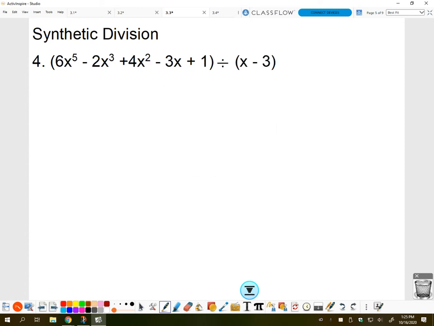Alright, so another example. We're going to put 3 on the outside, because that's the opposite of this guy. Our coefficients are 6, there's nothing to the fourth, so 0, -2, 4, -3, 1. That last number is going to be your remainder. Alright, so 6 falls down. 6 times 3 is 18. 18 times 3 is 54.